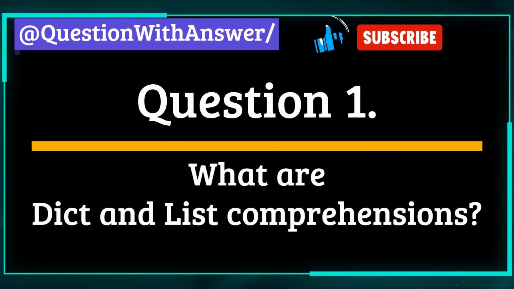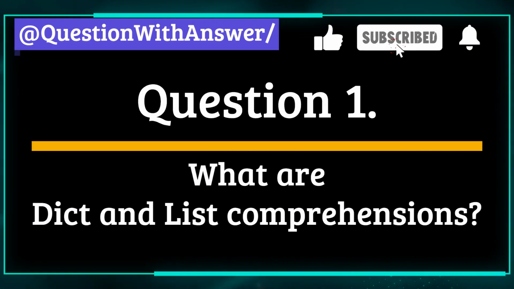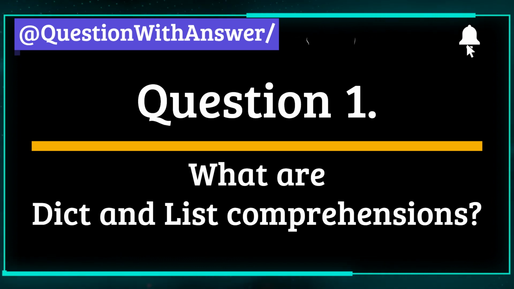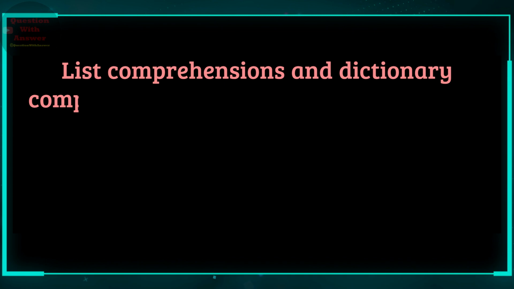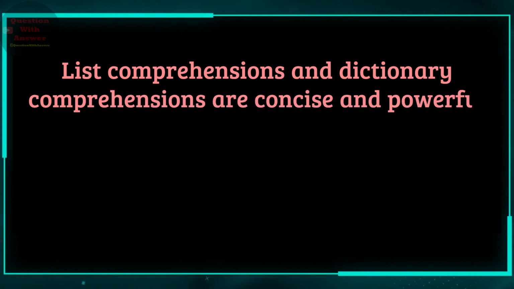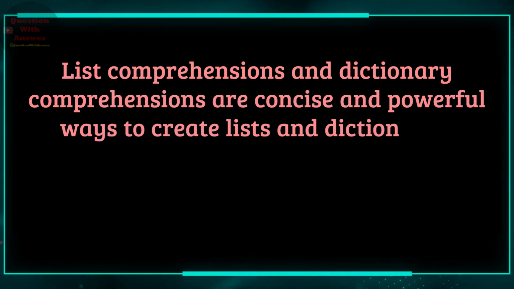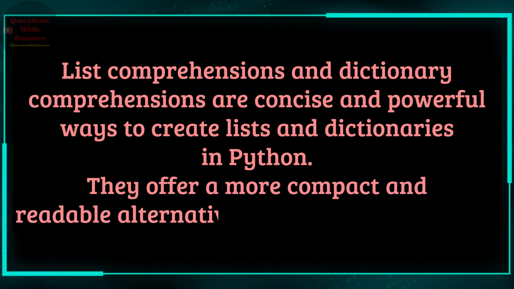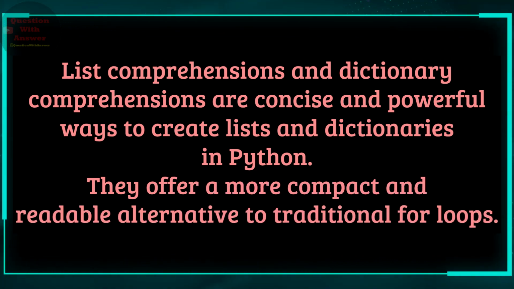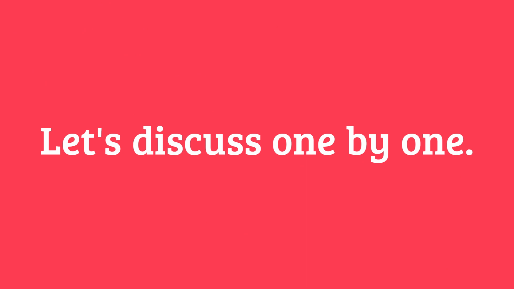Question 1. What are dict and list comprehensions in Python? Answer. List comprehensions and dictionary comprehensions are concise and powerful ways to create lists and dictionaries in Python. They offer a more compact and readable alternative to traditional for loops. Let's discuss one by one.